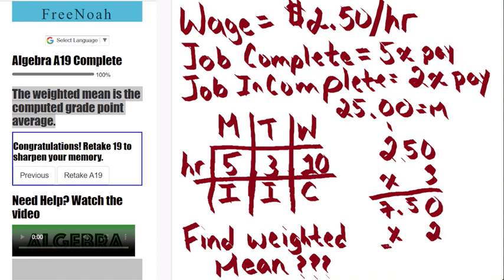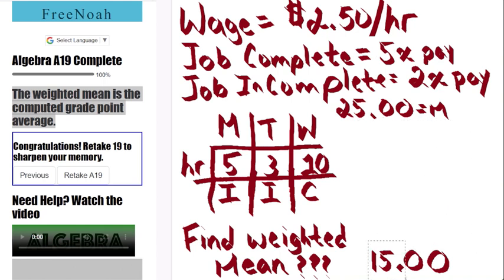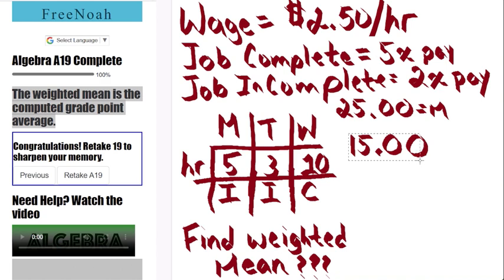So $7.50 times 2, 0 times 2, well, that's 0. 5 times 2 is 10, drop down the 0, carry over the 1, and 7 times 2 is 14, plus 1, giving us 15. So Noah got paid here $15 on a Tuesday. Now let's calculate Wednesday here.